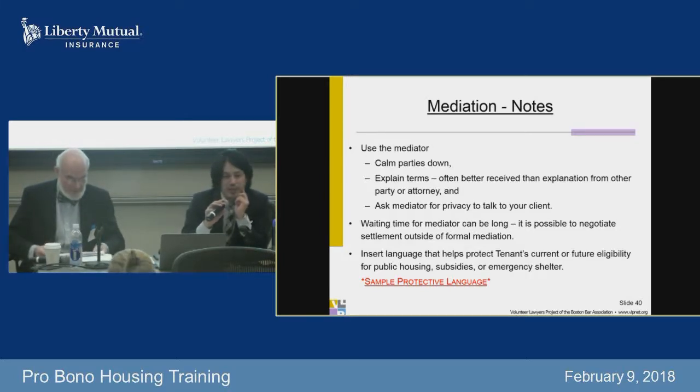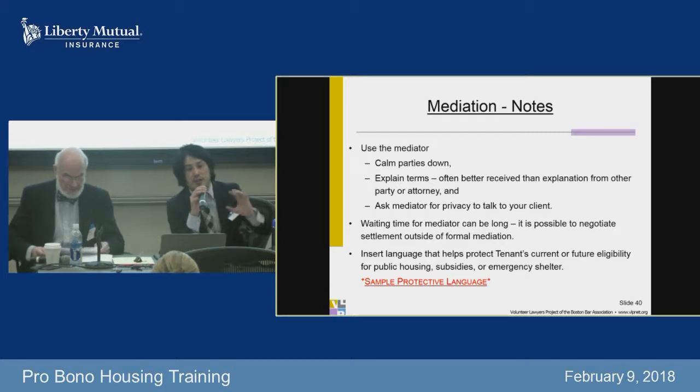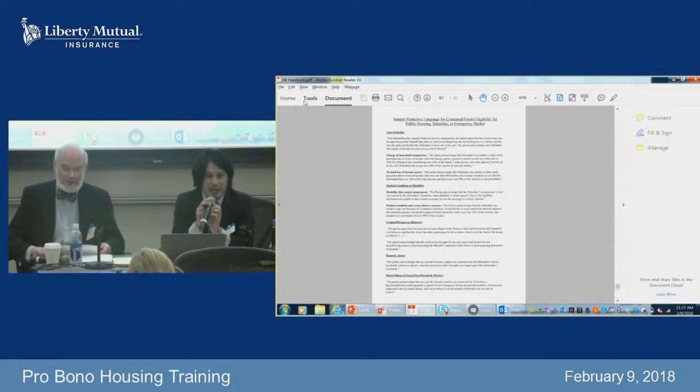One thing to know about, though, is because we help low-income clients, the settlement terms that are written into an agreement or an agreement for judgment, Dick will talk about those in just one sec, we often want to put in language that's going to preserve their eligibility if they're currently in a subsidy program, right? Or if they're looking to apply to a subsidy program later, or apply to public housing, or try to get emergency shelter benefits. There is some sample language here, depending on the case and the situation, that tries to protect their eligibility.